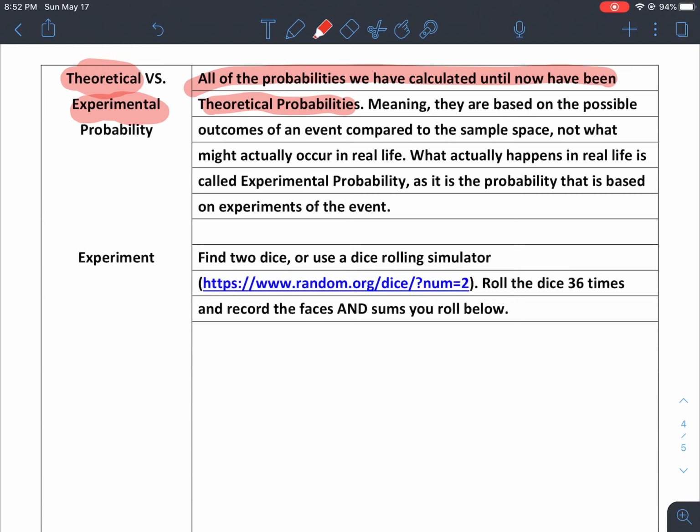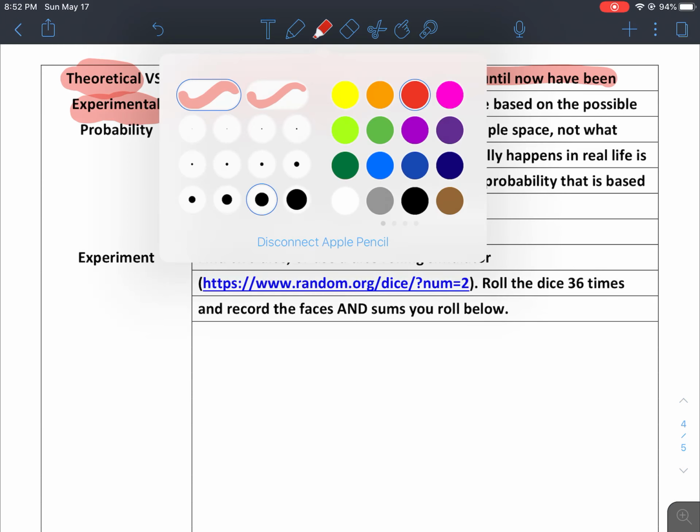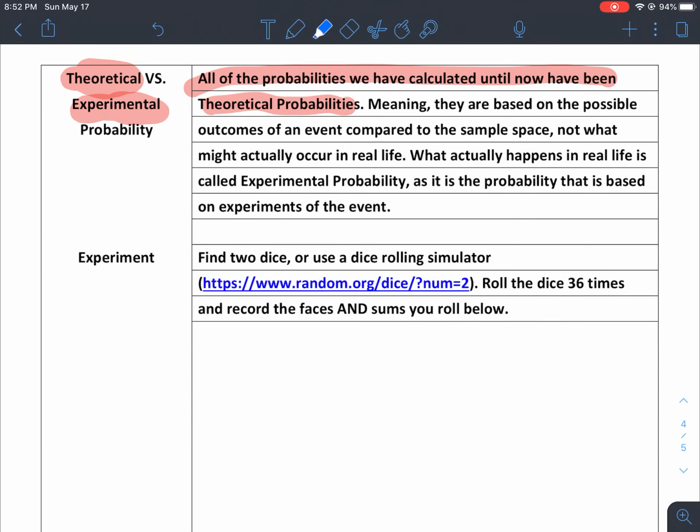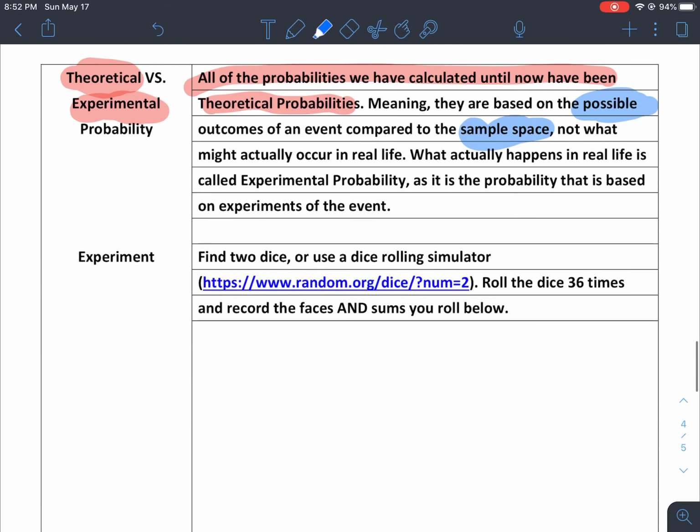That is, we've been basing them on possible outcomes of an event compared to the sample space, not what has actually occurred in real life. What actually happens in real life is called experimental probability, as is, it is based on the actual experiments of an event.